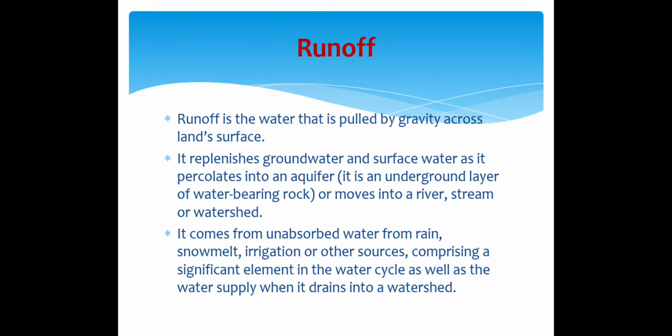Runoff. Runoff is the water that is pulled by gravity across land's surface. It replenishes groundwater and surface water as it percolates into an aquifer, an underground layer of water bearing rock, or moves into a river, stream or watershed. It becomes from absorbed water from rain, snowmelt, irrigation or other sources, comprising a significant element of the water cycle as well as the water supply when it drains into a watershed.